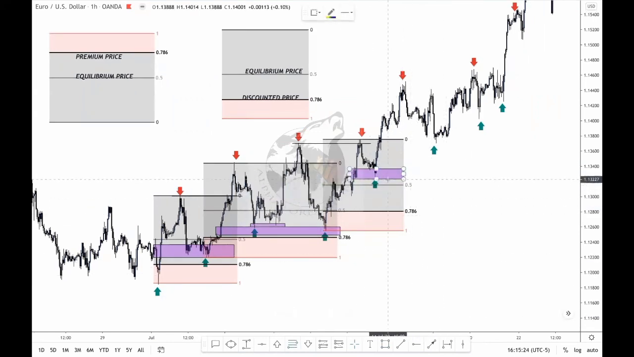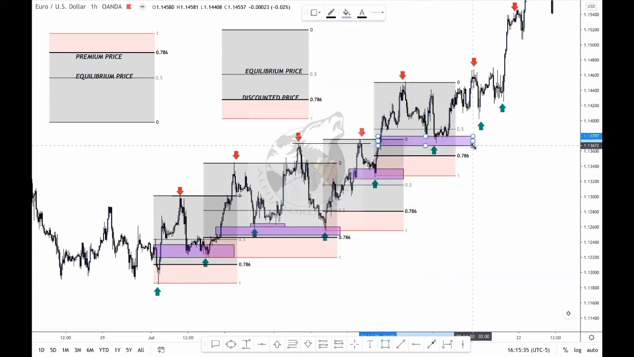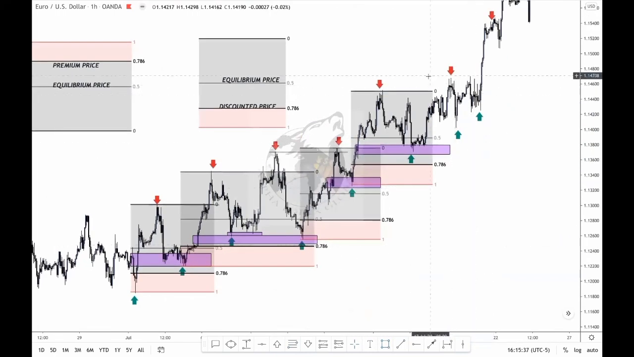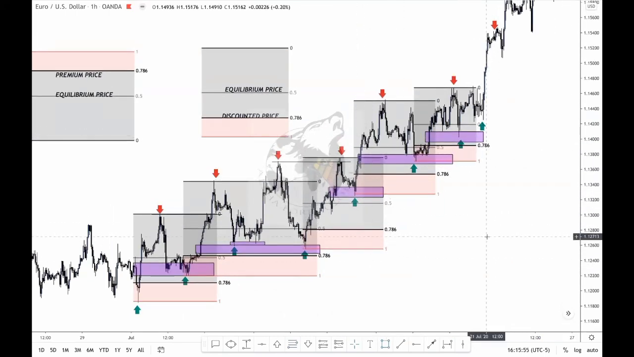Now look at this, from this low to that high, price came back into discounted price. What do we see here? Order block. Over here again, high to low to high. What do we see here? Inefficiency. So it's extra confluence to get your point of interest. Look at that. And we can go on and on.